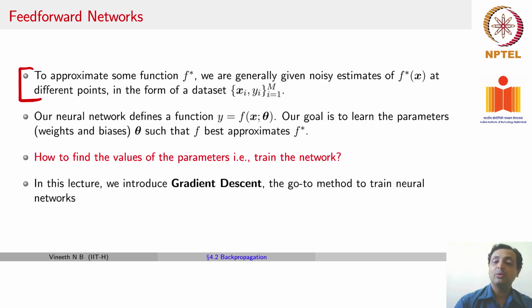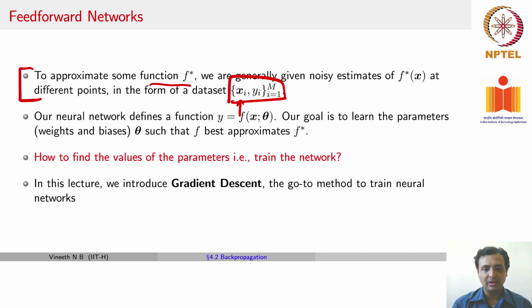In machine learning, we all know that we are given training data to train an algorithm. And if you consider the supervised learning setting, then you have data as well as labels provided to you in your training data. Now, to approximate some function f star, we are generally given noisy estimates of f star of x at different points in the form of a data set: xi, yi. X is a vector that could have several dimensions. Yi is the output label corresponding to that particular input data point xi. And there are a total of m such examples in your data set. You could assume that these examples in your training data set are instances of the overall function f star that takes you from x to y.